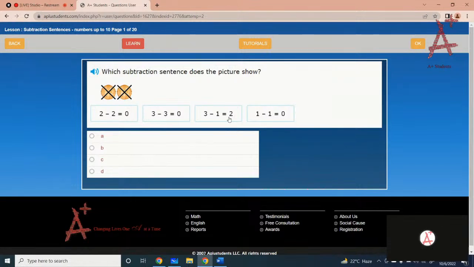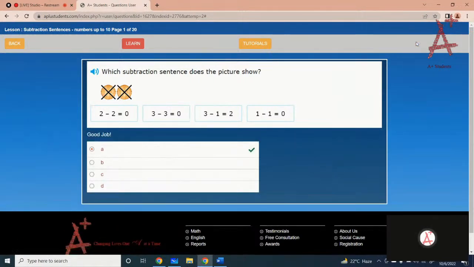Yes, the first one is the correct one. 2 subtract 2 is 0. That is the correct one. You have two crackers. Out of the two, two of them are crossed out, and you're left with 0. So option A is the correct one. That is 2 subtract 2 is 0. Got it? Yes, A is the correct one. Very good. Select the correct option and click on the OK button.